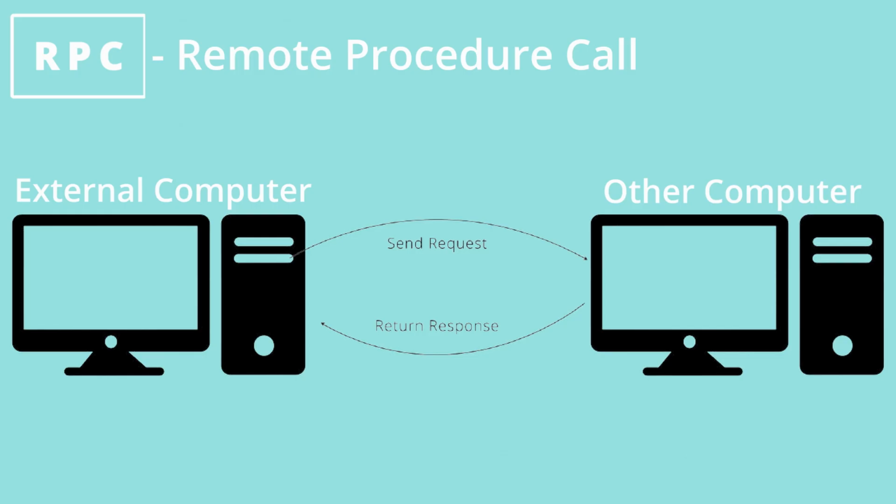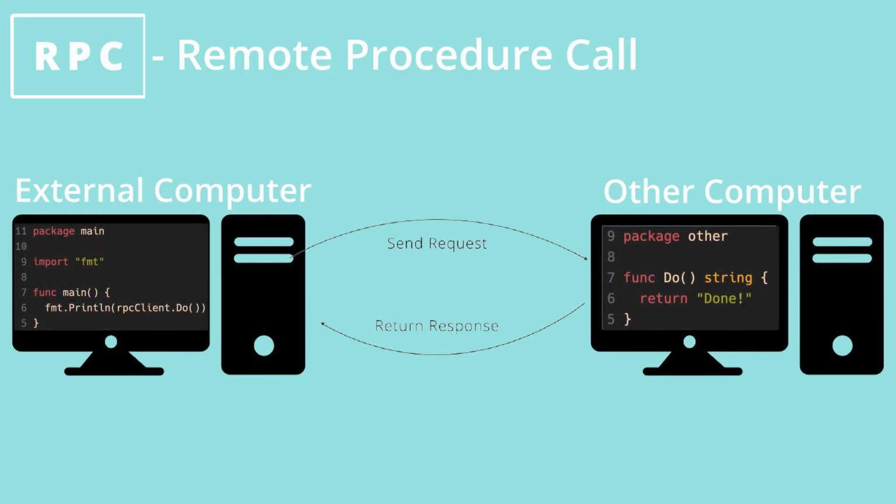These calls are coded as if it were a local procedure call without the programmer explicitly coding the details for the remote interaction. So basically, RPC allows you to execute the procedures of a program of another computer as if you were executing local procedures from within your own program.